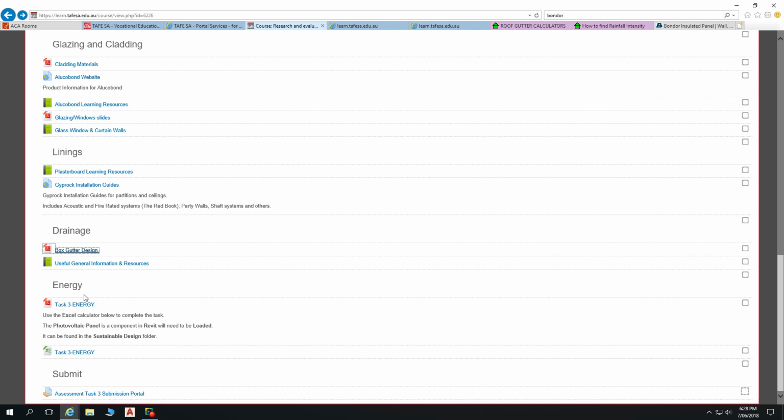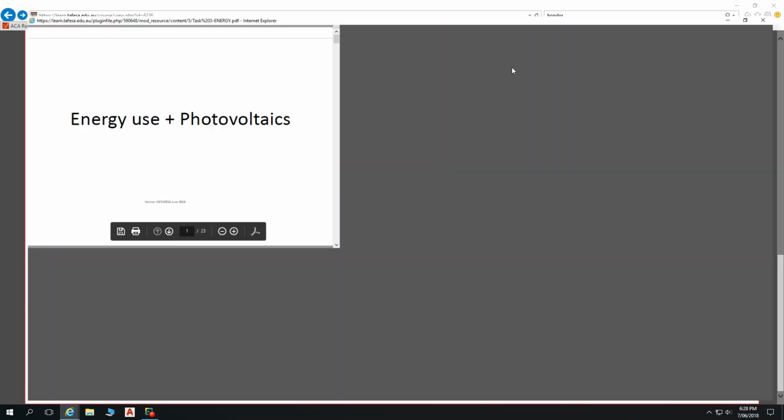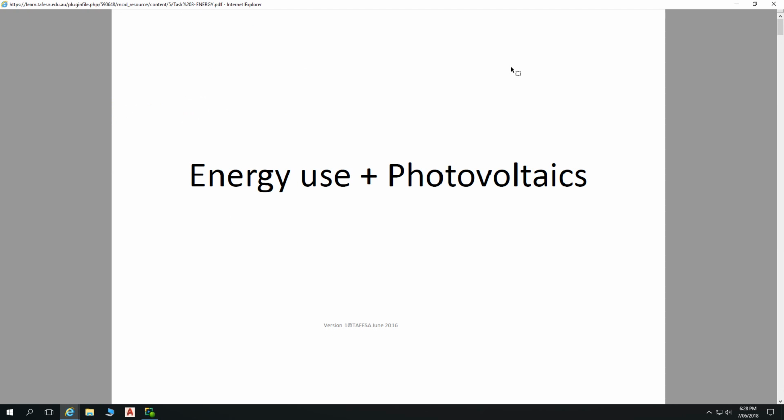So that's box gutters, etc., and calculation of those. So also what we're going to go through tonight is the energy component for task 3.